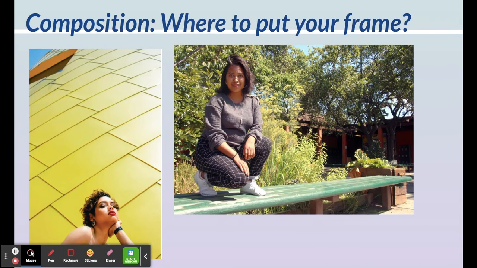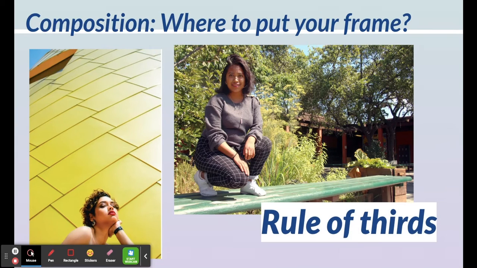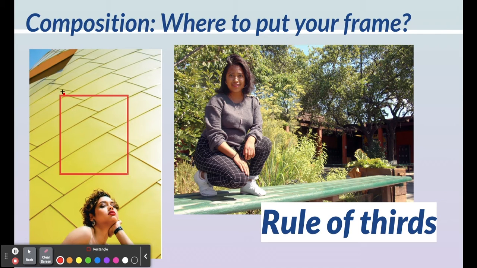Next, we're going to talk about composition. Where will you put your model in the shot? In these 2 photos, we have amazing examples of something called rule of thirds. Rule of thirds basically means if you take the middle of the photo right here, you put the subject outside of the middle of the photo. So if the middle of the photo on this one is right here, we are putting our subject outside of the middle of the photo.